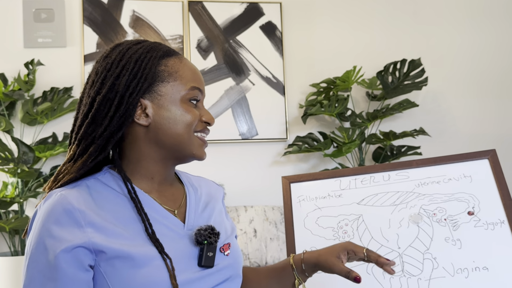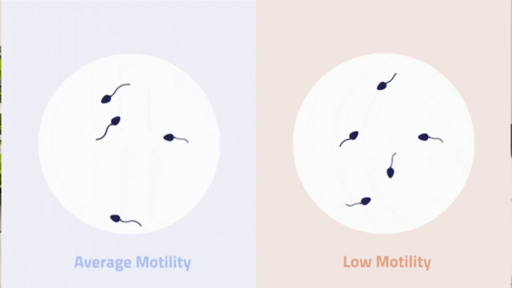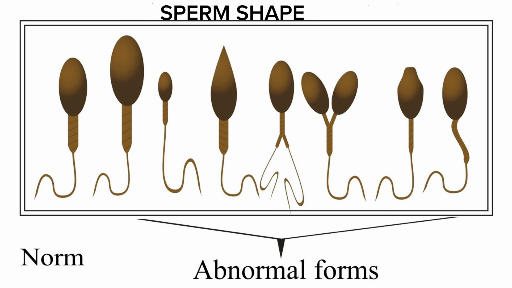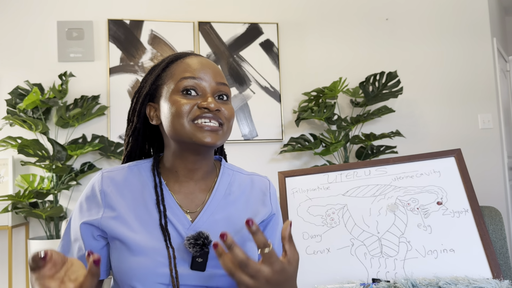Also, remember I said that it's like a race. Only the fastest sperm is going to fertilize the egg. So if the sperm cell is not fast enough, that is, if its motility is reduced, it can also prevent fertilization. Sperm has a particular shape, so if the shape of the sperm is distorted, it could be a genetic or a DNA problem, and it's also going to affect the chances of the sperm meeting the egg for fertilization to occur.